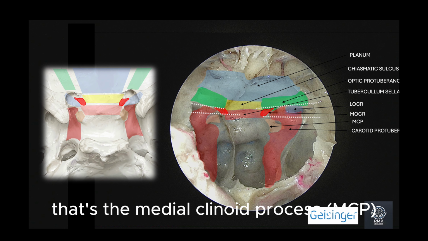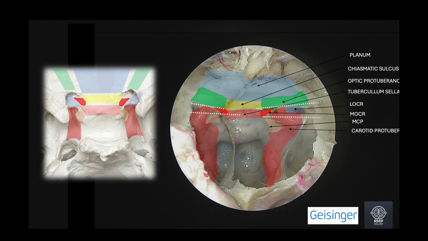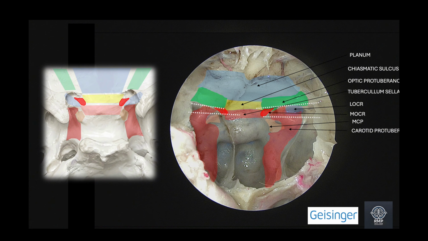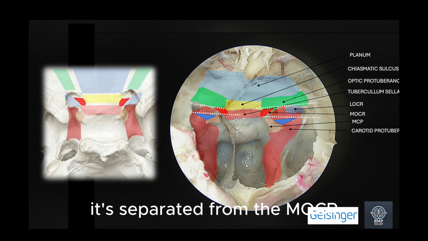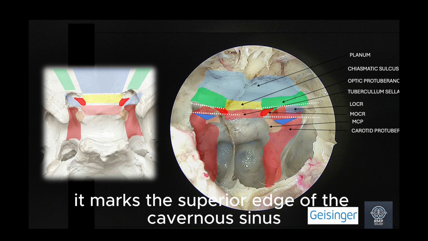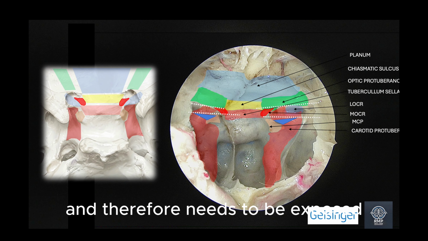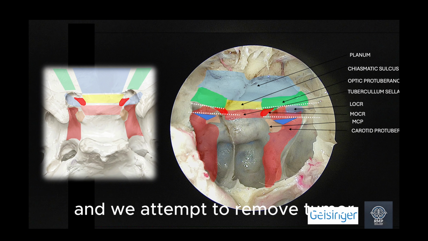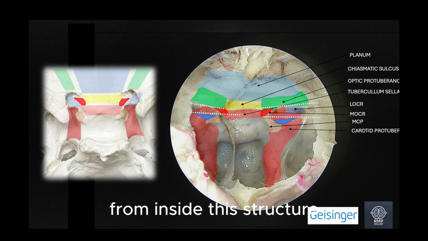That's the medial clinoid process. This bony depression marks the origin of the carotidoclinoid ligament. It's separated from the medial opticocarotid recess, and from there it marks the superior edge of the cavernous sinus, and therefore needs to be exposed in every case in which there is invasion of the cavernous sinus and we attempt to remove tumor from inside this structure.